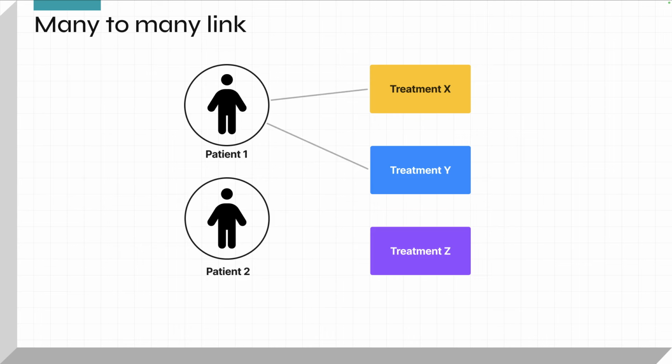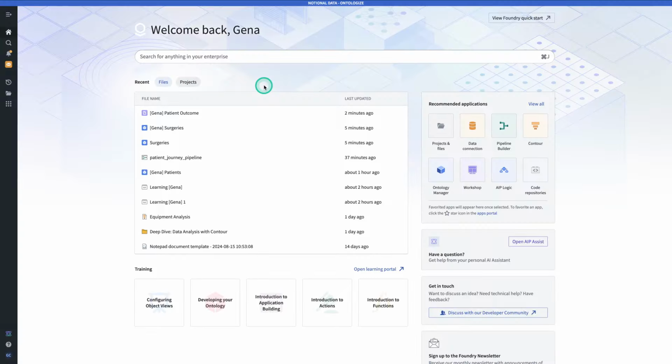So patient 1 could undergo treatment X and treatment Y. Patient 2 can also undergo treatment X, Y, and maybe even Z. So looking at this now, we can see that each patient can undergo multiple treatments, but one treatment can also apply to multiple patients. Now we're going to go back into the Ontology Manager to create our links.